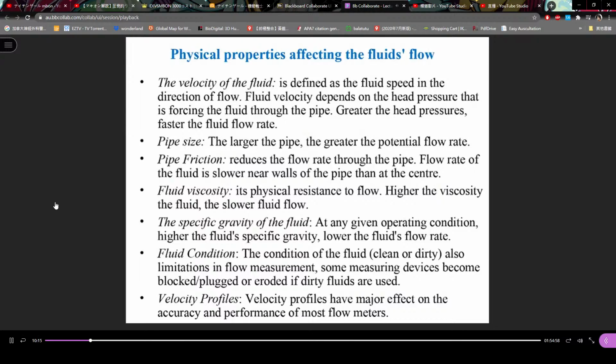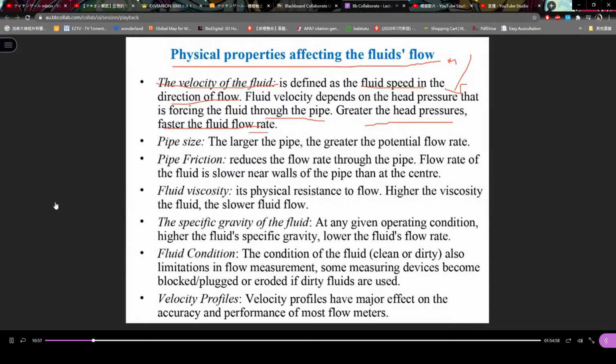And what affects the flow measurement? Physical properties affecting a fluid's flow. First, the velocity of a fluid is defined as the fluid speed in the direction of flow. Velocity, you have to know that, is in meters per second. Fluid velocity depends on the head pressure that is forcing the fluid through the pipeline. The greater the head pressure, the faster the flow rate.